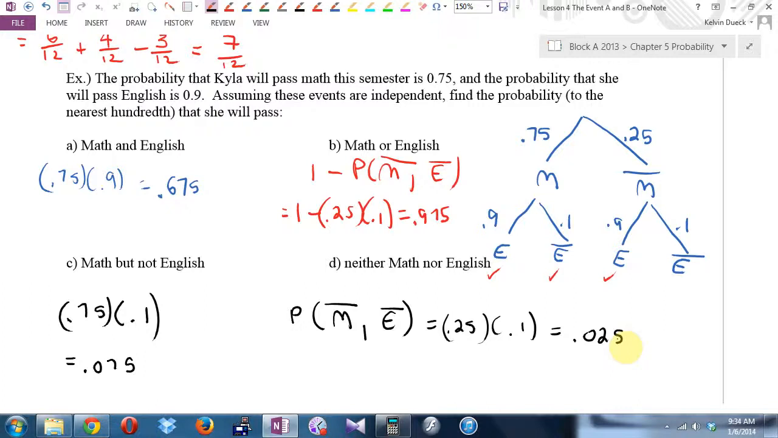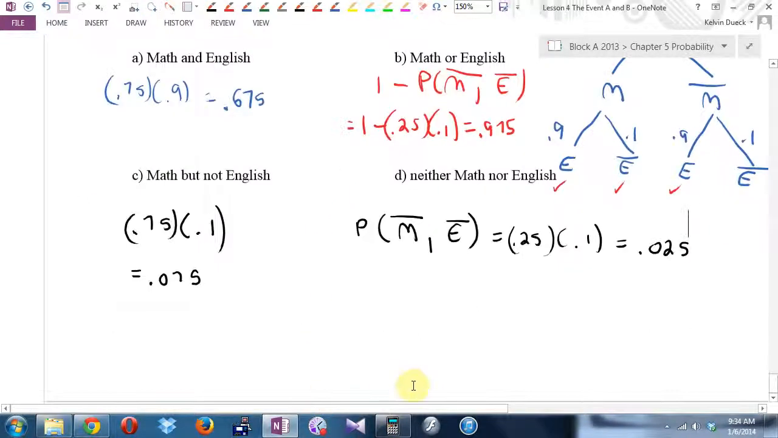Or you can look at health statistics and turn this into a tree. Probability of getting cancer, not getting cancer. Probability of getting a disease, not getting a disease. This has huge implications. So that's and. And means multiply. What's your homework?